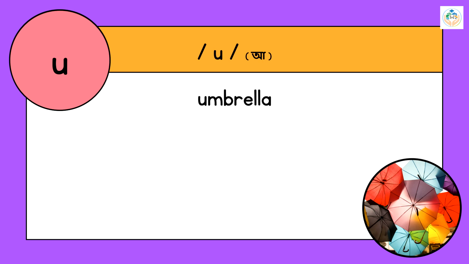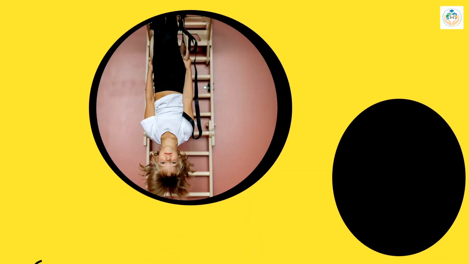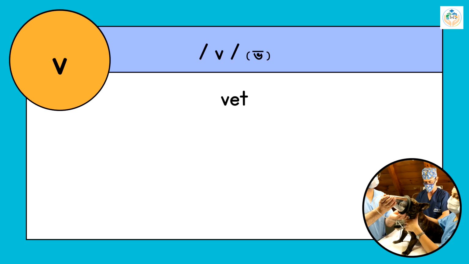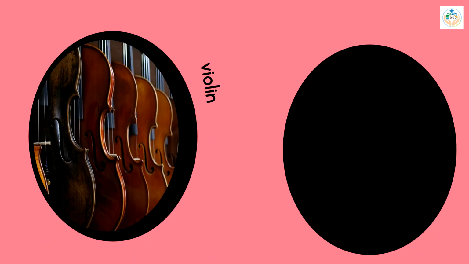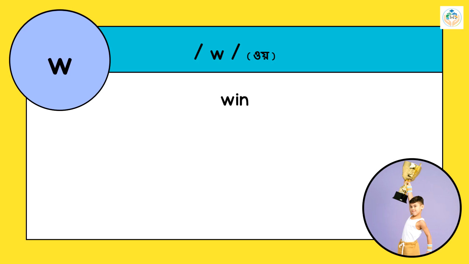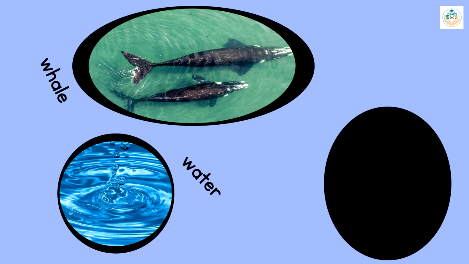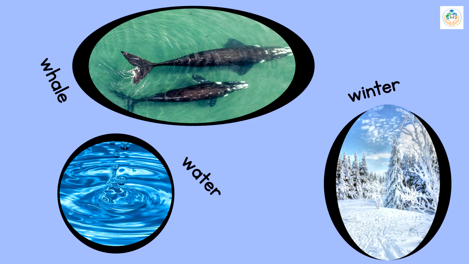U sounds like ah. U for umbrella. U for upside down. U for umpire. Next we have V. V for violin. V for vest. Next we have W. W sounds like O. W for whale. W for watcher. W for winter.